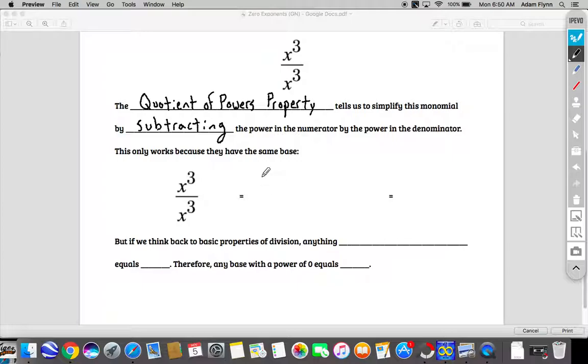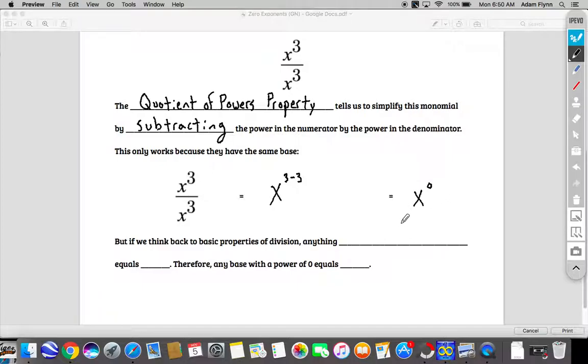Okay, so using the quotient of powers property, x cubed over x cubed is the same thing as x to the 3 minus 3, which is, of course, x to the 0. So we have something to a power of 0, so we know our answer is going to be 1.